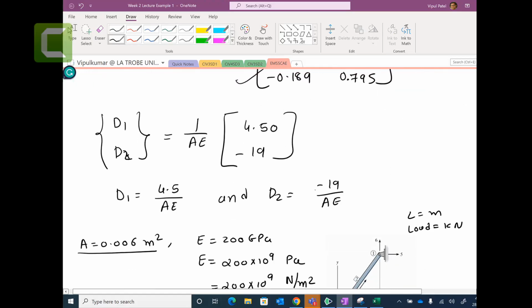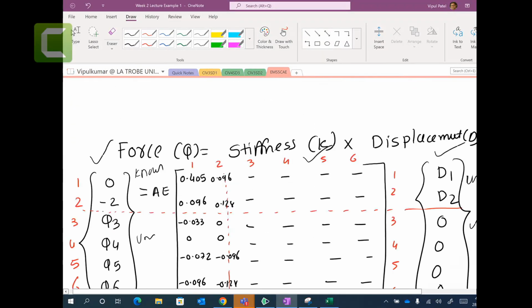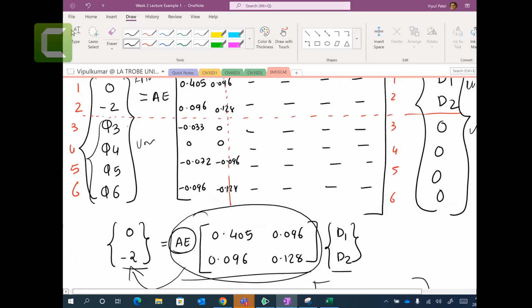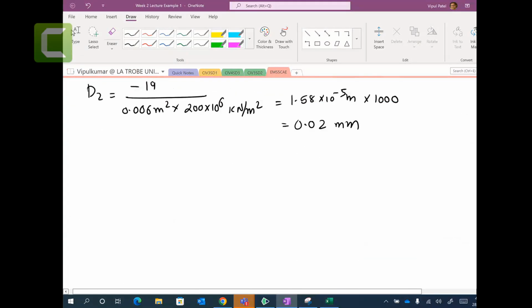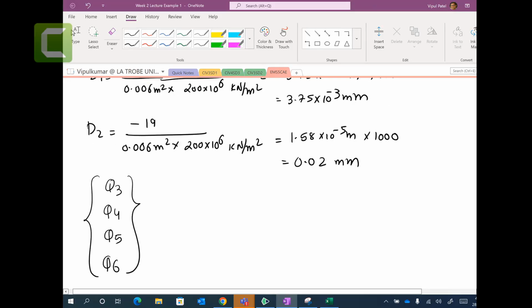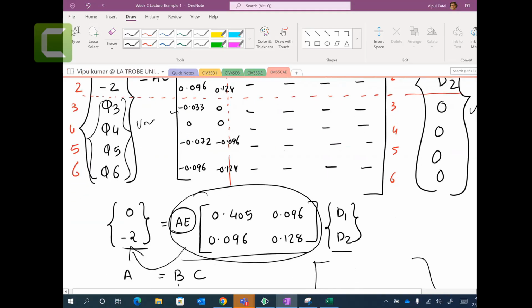And if the area of the member is given, you can substitute the area of the members, Young's modulus, and force. So you can see that these are unknown forces, Q3, Q4, Q5, and Q6. Right? I just write this one again. Q3, Q4, Q5, Q6.